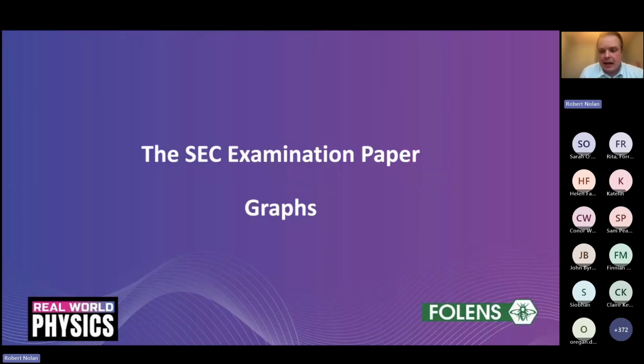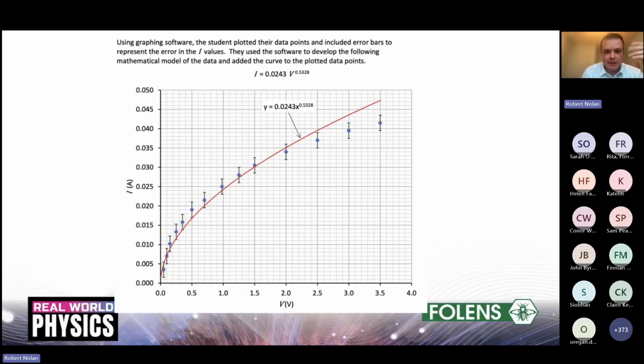For graphs then, I'll just point out a couple of things. So the first thing is to point out some of the new things about graphs. So you might have seen there, I had this one up. This is obviously something very new. The addition of error bars itself is a new thing. But then on top of that, we've got the model. So these two combined make this question a very, very different question to what we've seen before.